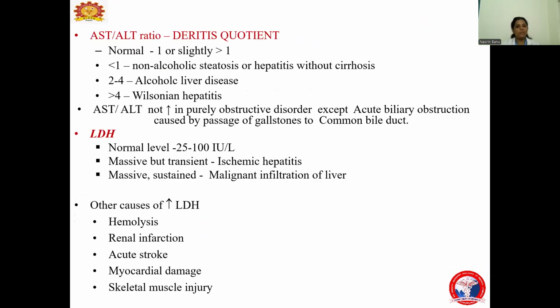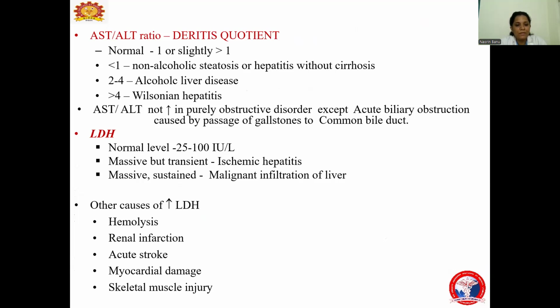So there is something called the AST to ALT ratio, which is called the De Ritis quotient. Normally, it is 1 or just slightly more than 1. If it is less than 1, non-alcoholic steatosis or hepatitis without cirrhosis. If it is 2 to 4, it is alcoholic liver disease, whereas if it is more than 4, it is Wilsonian hepatitis. Now, the ratio AST to ALT not only increases in purely obstructive disorder, except in acute biliary obstruction caused by passage of gallstones to the common bile duct.